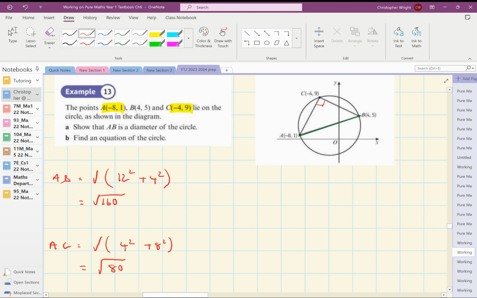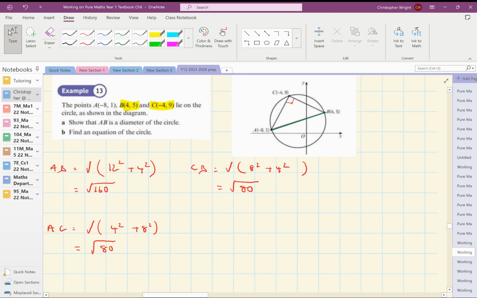Okay, I've done AB, I've done AC, so I need to find CB. CB is going to be the square root of, right, here's B and here's C. So I've got 4 to minus 4 on the x, so that's 8 squared. 5 to 9 is 4 squared. So that gives me the square root of 64 plus 16, that's the square root of 80, again. So now I need to show that Pythagoras works for this.